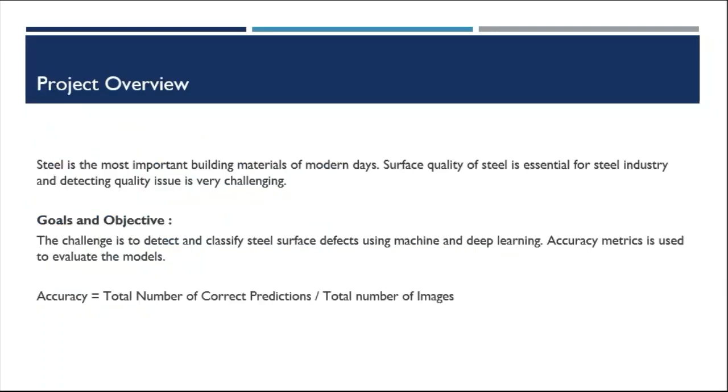Project overview. Steel is one of the most important building materials of modern days. Quality of steel surface is essential for the steel industry and detecting quality issues is very challenging. So we decided to take up the challenge to detect and classify the surface defects using machine and deep learning. Our main objective is to accurately classify the surface defects and apply the knowledge we gained during the semester.